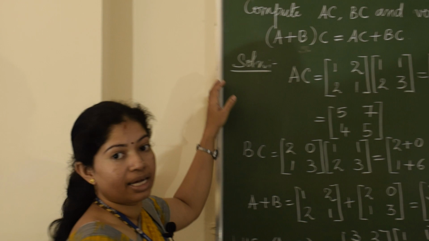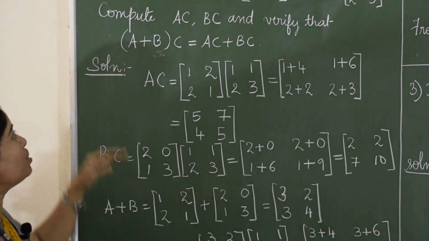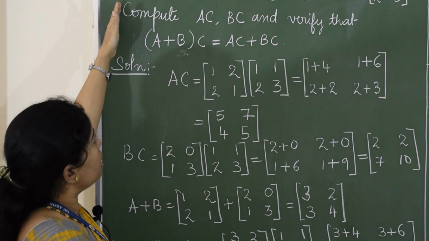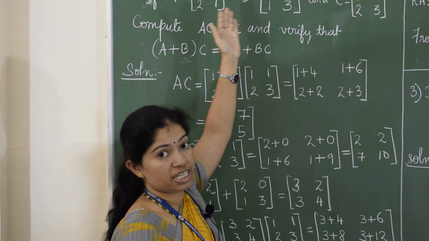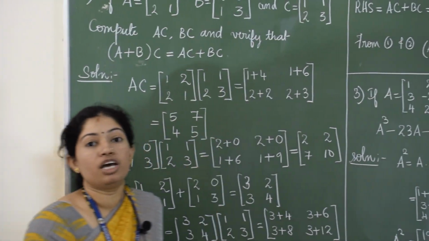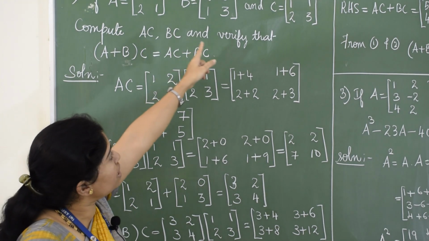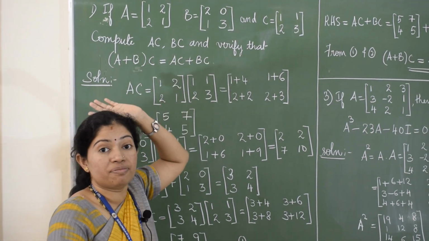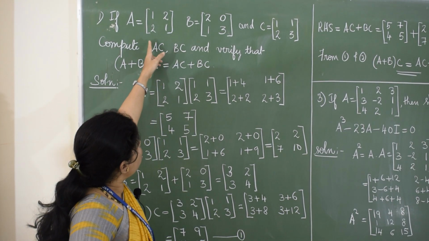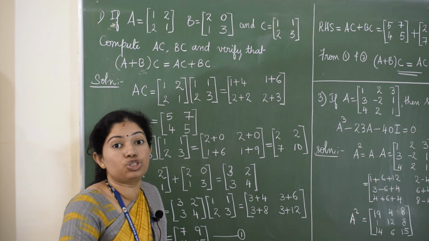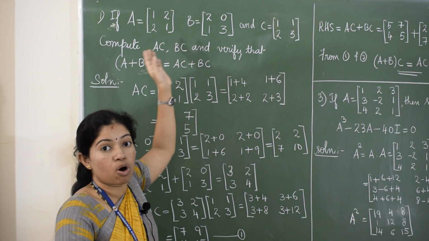So here I have taken a problem where we have taken three matrices A, B and C. If you see the order of these three matrices, they are of same order. What is the order? Order of A, B and C is 2. It is a square matrix of order 2.